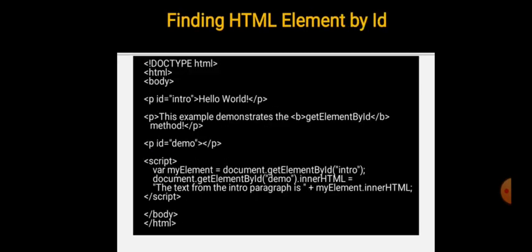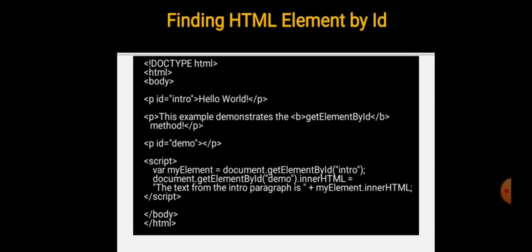The first thing is the function which is used for finding an HTML element by using its ID. In this code, we can see one paragraph, that is one element with the tag name P, and its ID is intro. After that, we can see another paragraph which has no ID, and again one empty paragraph which has an ID of demo.